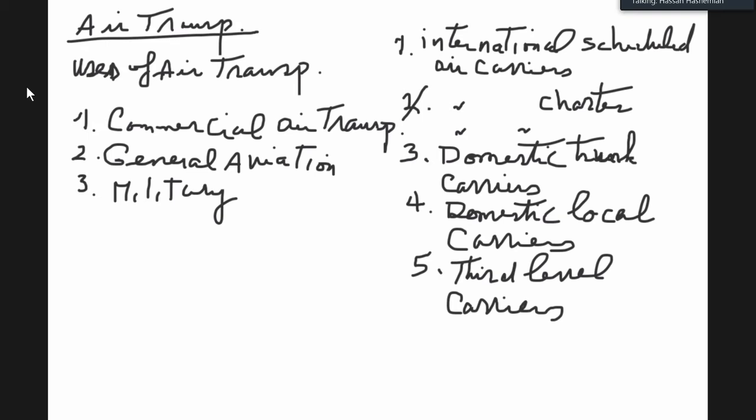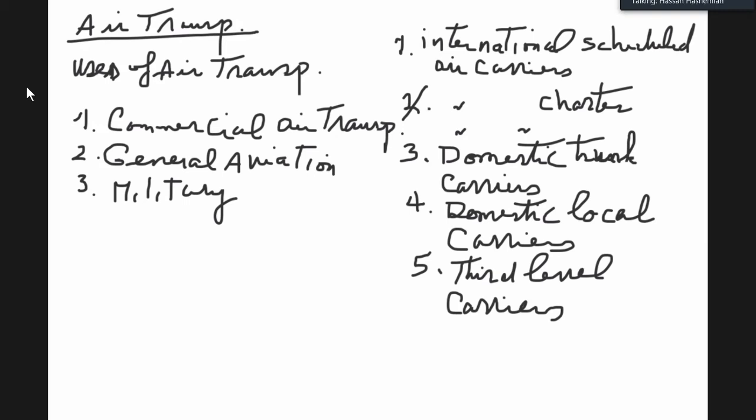And helicopter is part of the third level carriers that carry people from point to point or sometimes from downtown to the airport and things like that. So these are the uses of commercial air transportation.